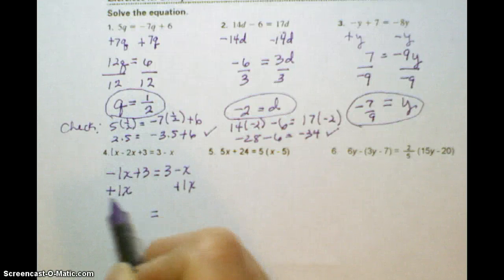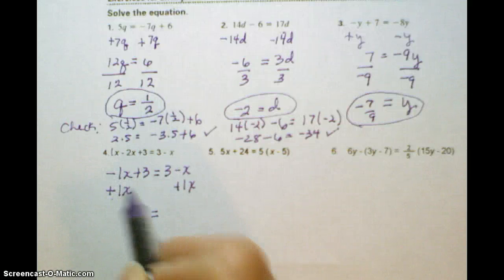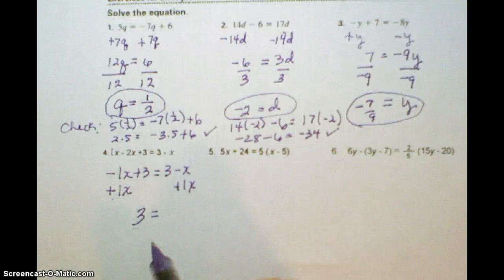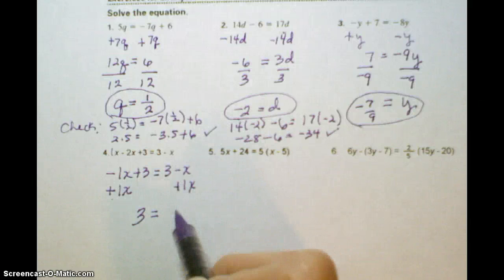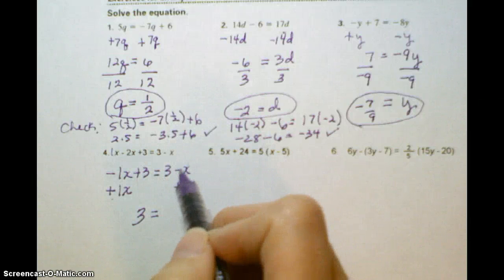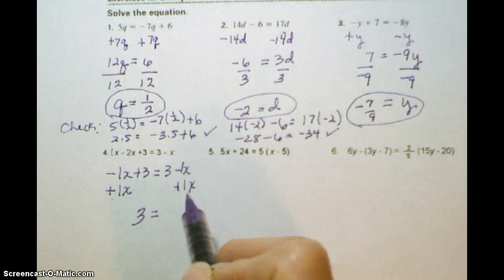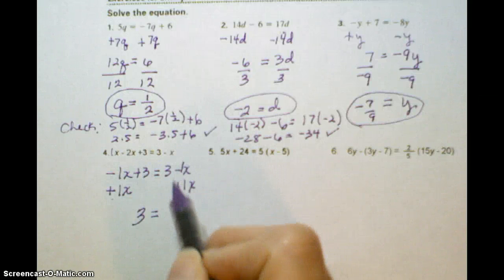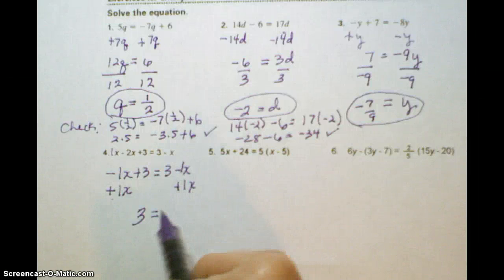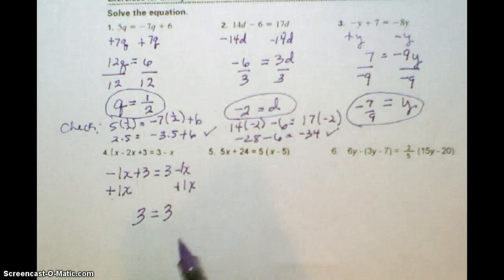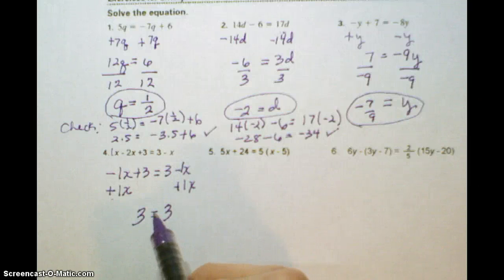These are additive inverses giving me 0, and I have positive 3. On this side I have 3 and a negative 1x, and I'm adding an x. Well, now these are additive inverses giving me 0, and I have 3. Well, now look at that. 3 equals 3, and I know that's true. When you have a situation like this, you have what's called identity.